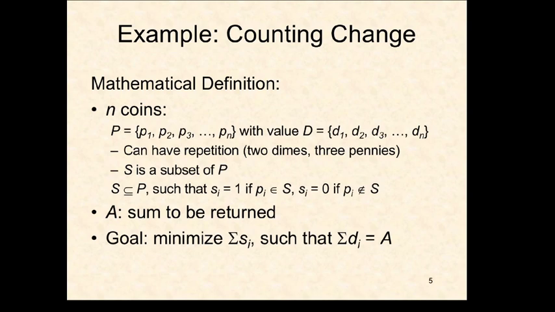If S sub i is equal to 1, that means that P sub i is in the set. And if S sub i is 0, it means that coin P sub i is not in the set. A is our amount that we want to return. We've got to have the sum of the denominations equal to A. So the amounts have to total to A, and we want the smallest number of coins marked as 1, meaning true. So we want to minimize the number of coins that are marked as true that gives us the correct amount.